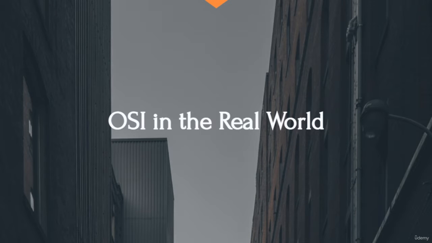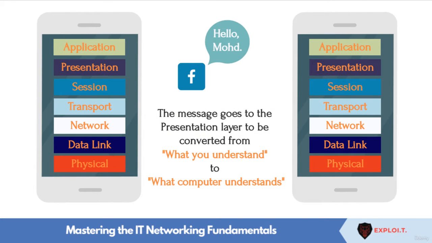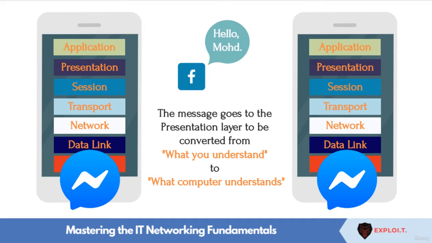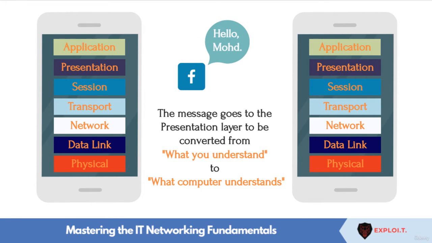Now let us understand how the various layers of the OSI model interact with one another by using a real-world application. So in this example, we are assuming that both the sender and the receiver are sending messages using Facebook Messenger. That is an application. So we are assuming that Facebook Messenger is operating on both the sender's and the receiver's devices.